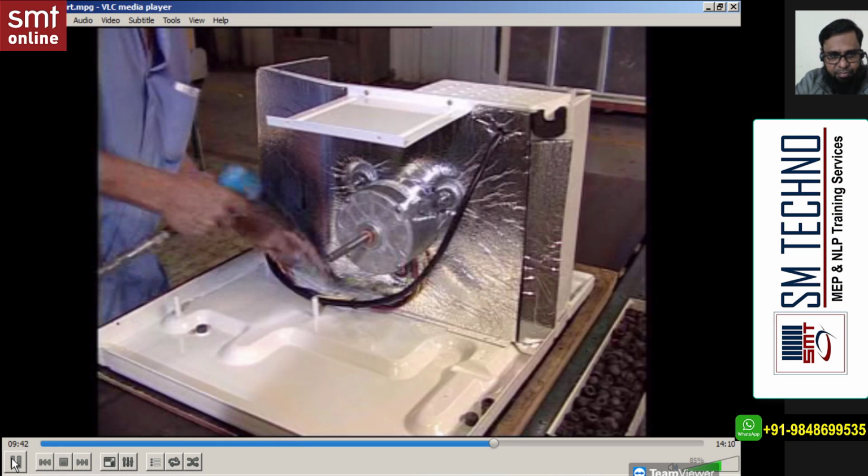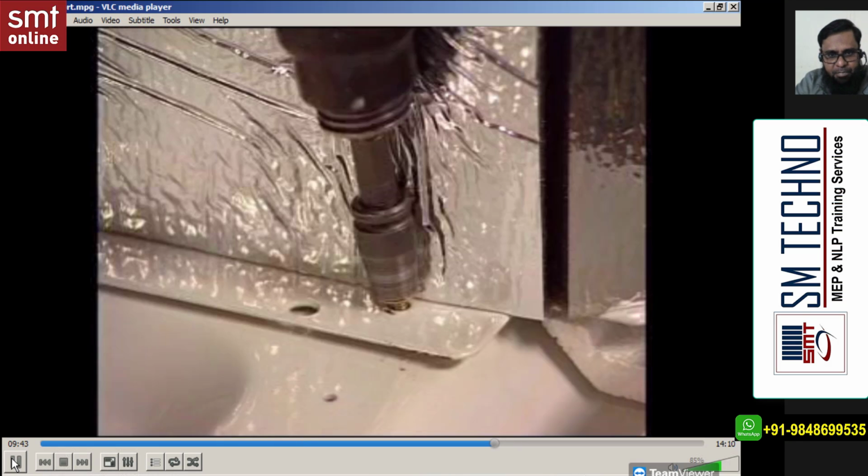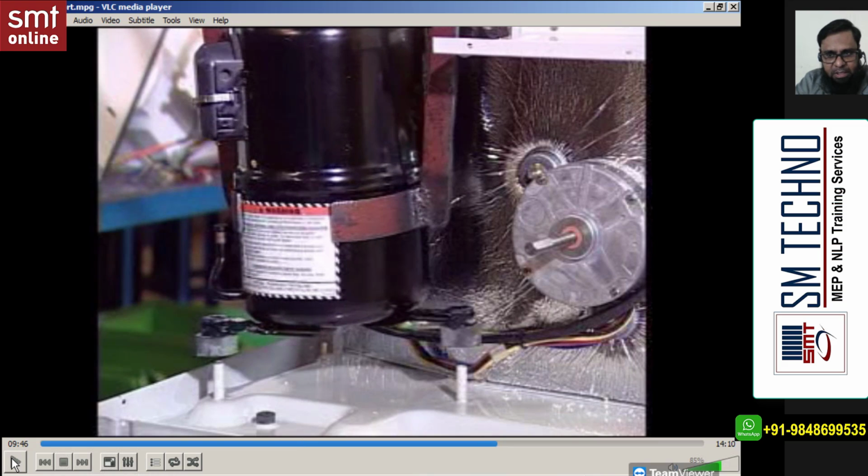Next, begins with the assembly of the mechanical components. You know the compressor, right? And you see the compressor with this rubber. This is called an isolator. This is used to reduce the vibration from the compressor to the unit.